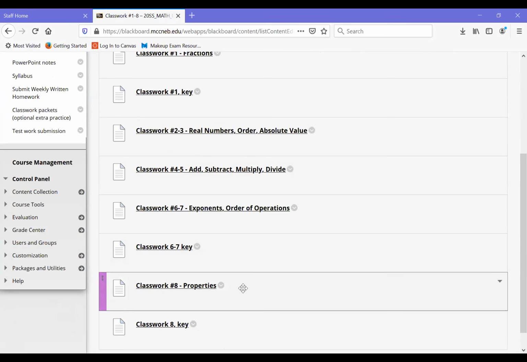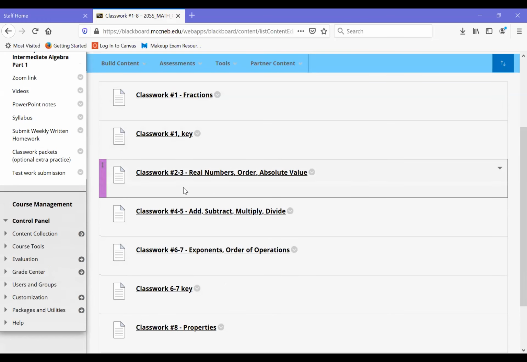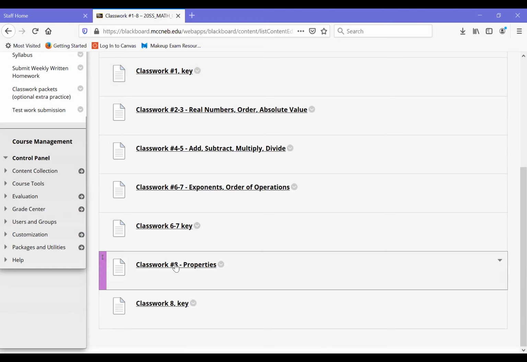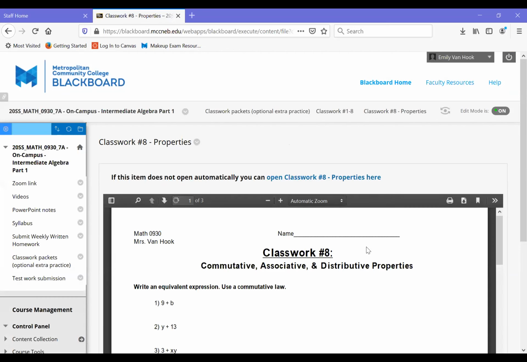This is not homework. These are not required. I've used them for warm-ups during class, etc. So I'd like to show you that there's one for each lesson. Sometimes they're grouped together. Anything that says key, that's a fully worked out answer key. Okay, so let me show you for lesson 8 that we just went over. This is classwork number 8 on properties. So I'm clicking here. It opens up a PDF file right here in the screen.